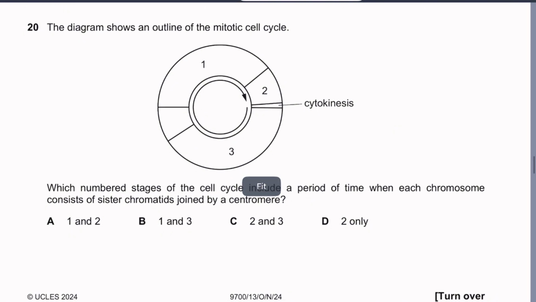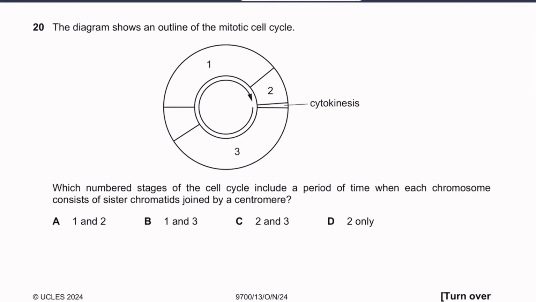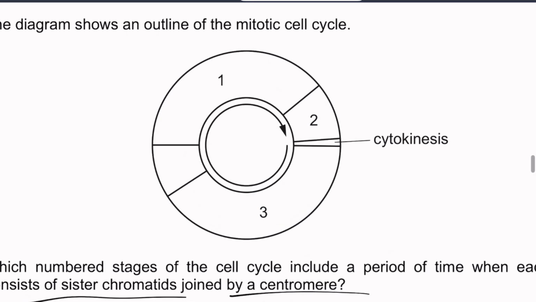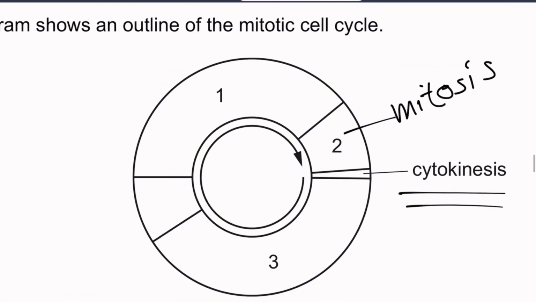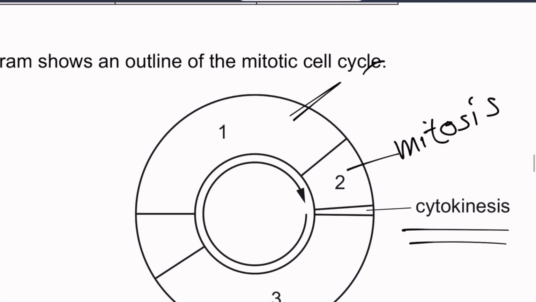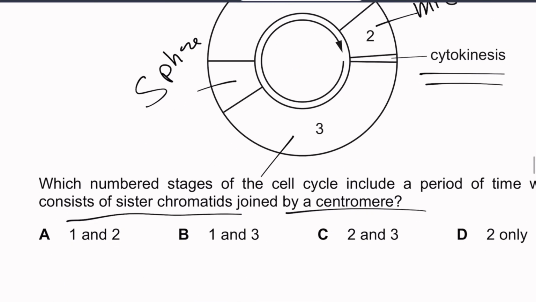The diagram shows an outline of mitotic cell cycles. So you have 1, 2, and 3, and then cytokinesis. So which numbered stages of the cell cycle include a period of time when each chromosome consists of sister chromatids joined by a centromere? Okay, so a period of time where each chromosome has 2 sister chromatids. Sure. So firstly, let's start by labeling. Cytokinesis is right here, which means it's basically earlier to that with mitosis. And before mitosis, we have the second growth period. Before that, we have the S phase. And before that, we have the first growth period.